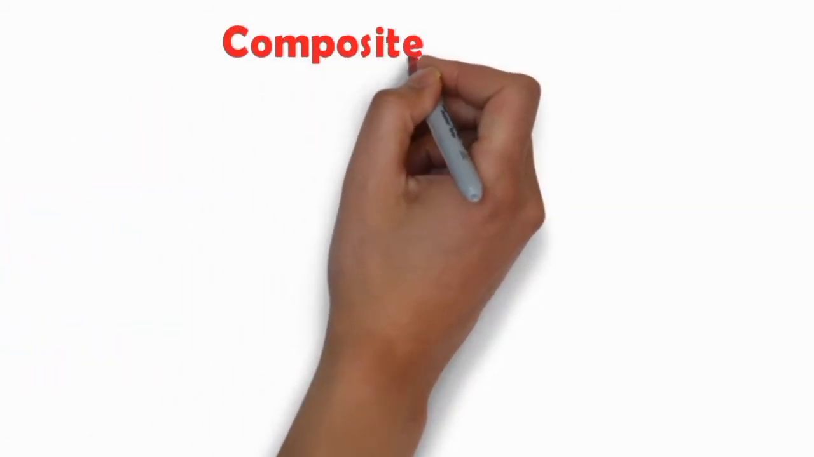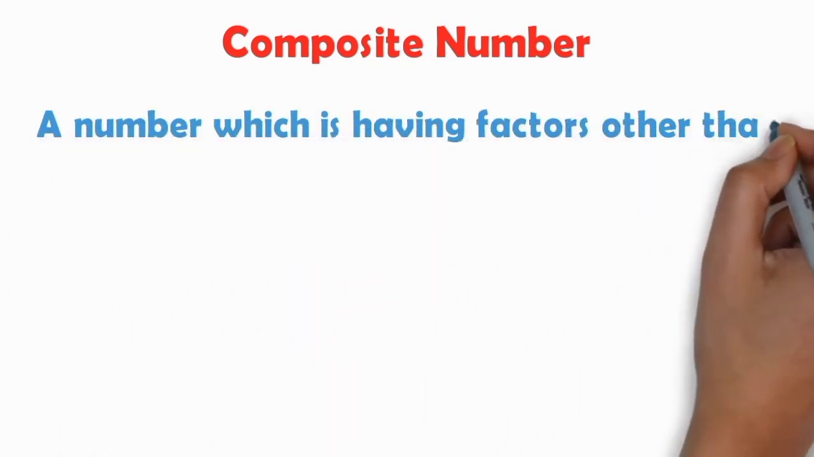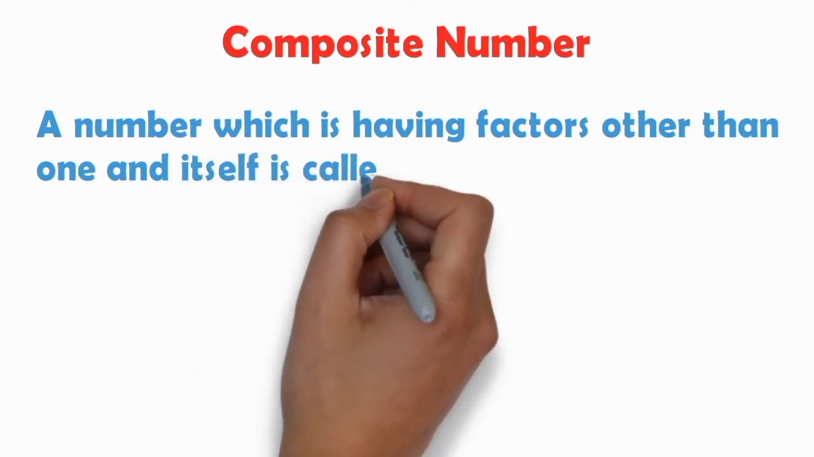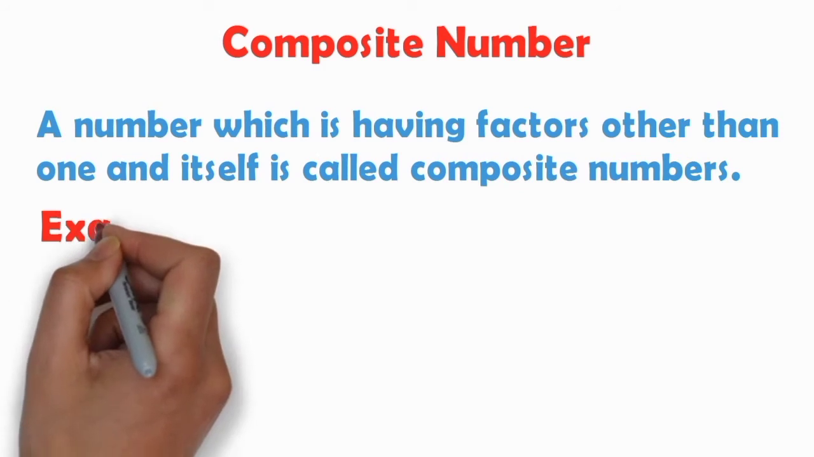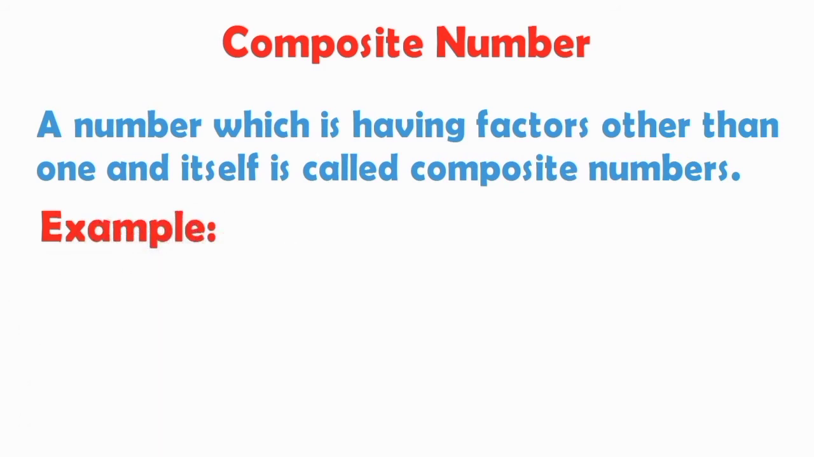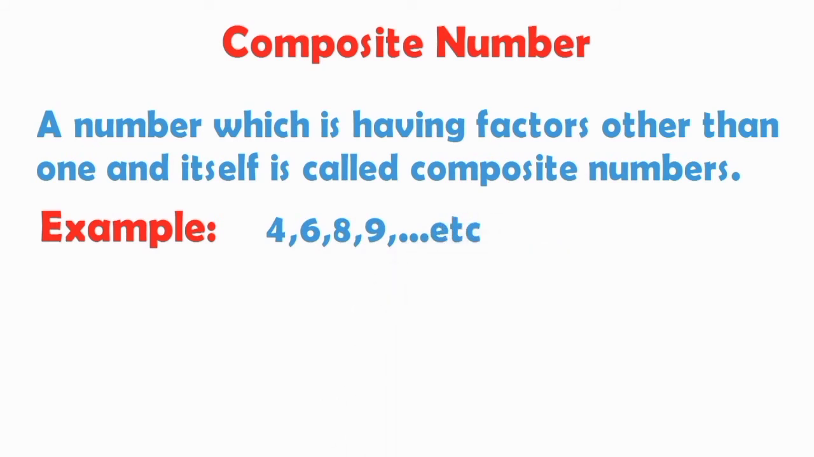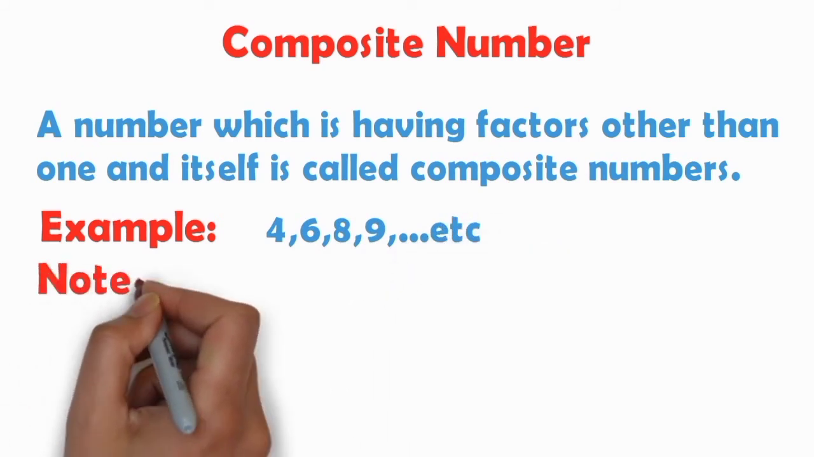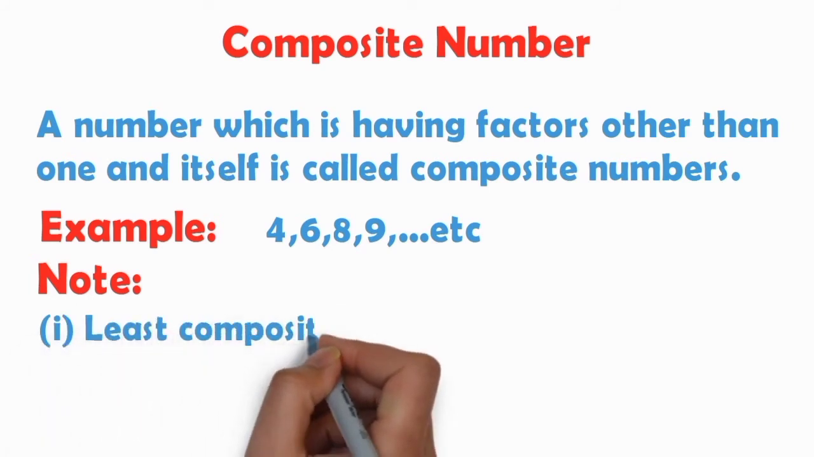In the next definition, composite number. A number which has factors other than 1 and itself is called a composite number. For example, 4, 6, 8, 9, etc. These are all composite numbers. The least composite number is 4. The least odd composite number is 9.